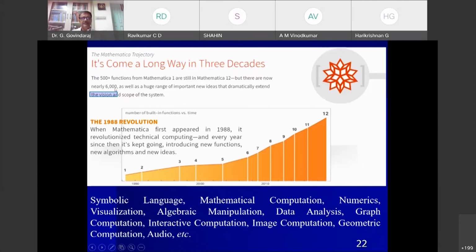Now something like 6,000 mathematically defined functions that are available to do your science, engineering, and technology. You can do all these things: symbolic, mathematical computation, numeric, visualization, algebraic manipulation, data analysis, graph computation, interactive computation, image computation, geometric computation, audio, all image processing, everything can be done with this. Now I experience all of that. That much I have experienced at every stage of it, starting from 1 onwards to 12.